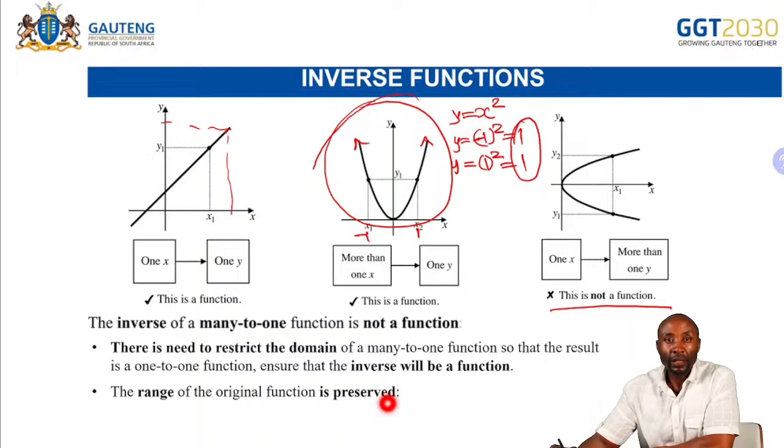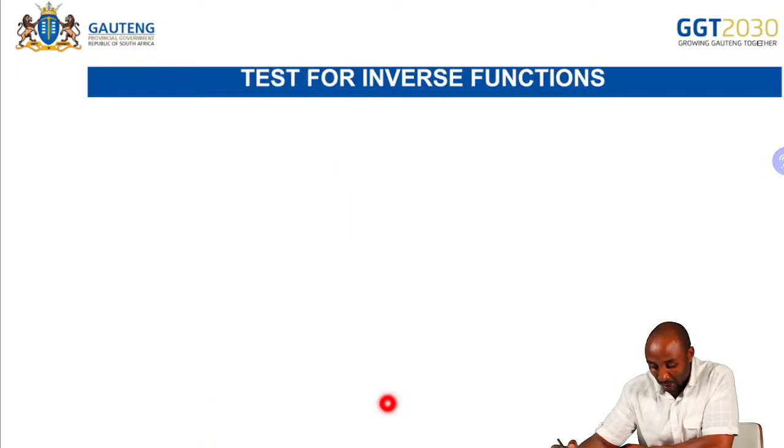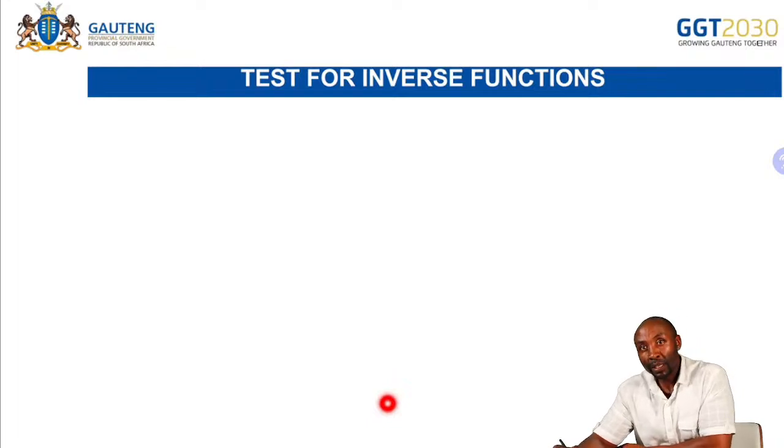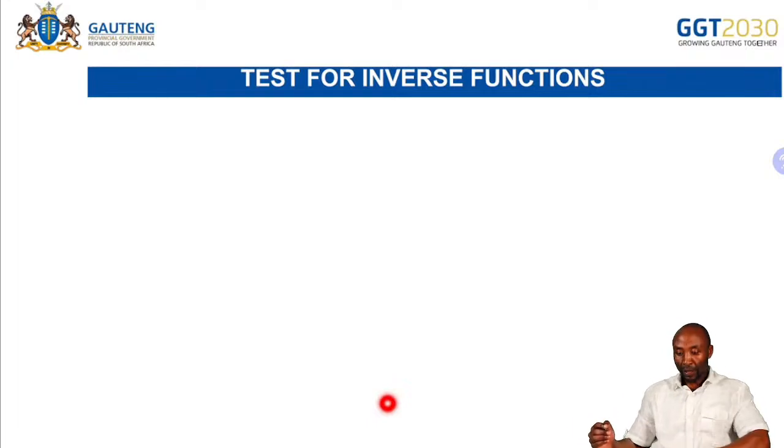Now, we are going to talk a lot about the domain and range, and we are going to look at how we can restrict the domain so that whatever we have as a function is a one-to-one function, so that the inverse that we get is also a function.